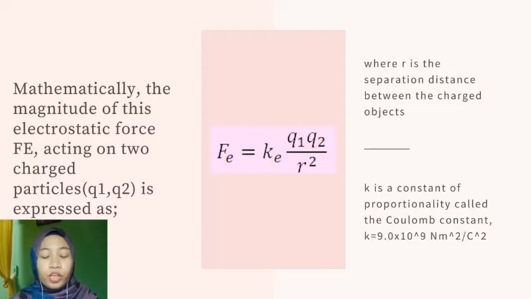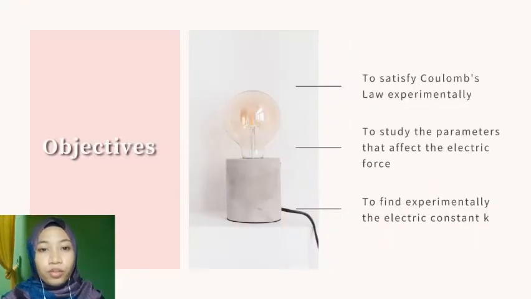Fe equals K times Q1 times Q2 divided by R squared, where R is the separation distance between the charged objects and K is a constant of proportionality called the Coulomb constant, which is K equals 9.0 times 10 to the power of 9 newton meter squared over coulomb squared. The objective of this experiment is to verify Coulomb's law experimentally, to study the parameters that affect the electric force, and to find experimentally the electric constant K.